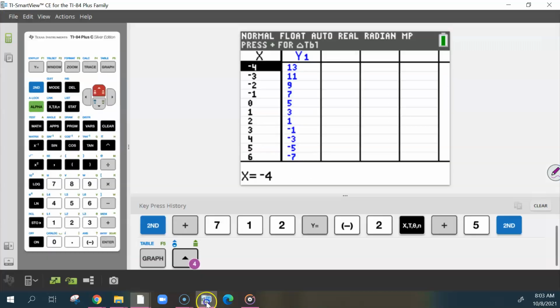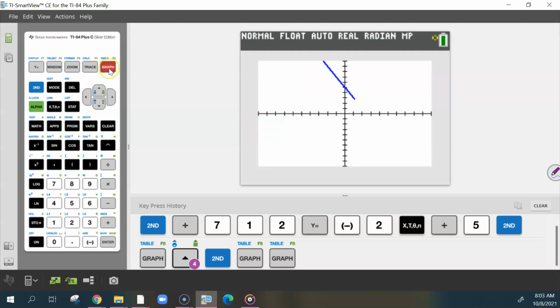So anytime you need to look at data or look at specific values, go to your table. Second table. And the table pops up. If you don't hit second, or you hit second too many times, it'll cancel that action out and I'll just go into graph. So be careful with that.